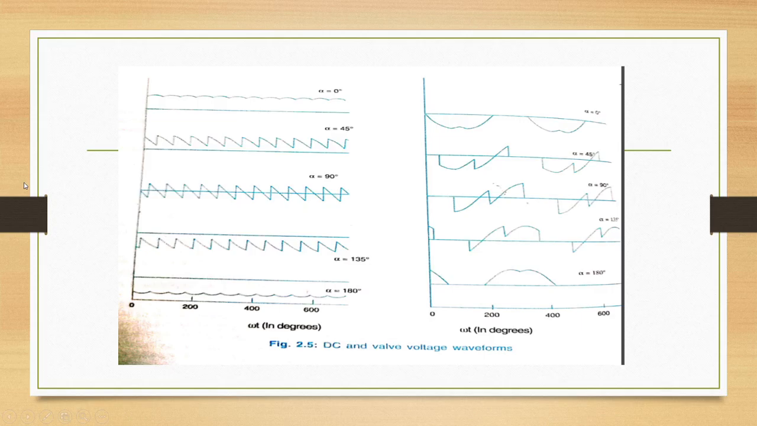What we are saying is that when alpha is increased from 90 to 180 degrees, the average DC voltage increases in the negative direction and the ripple content will reduce.